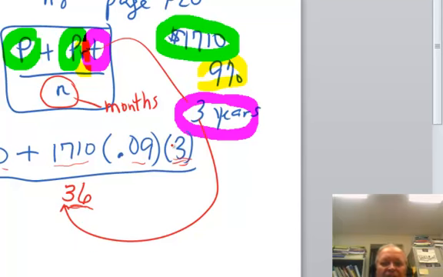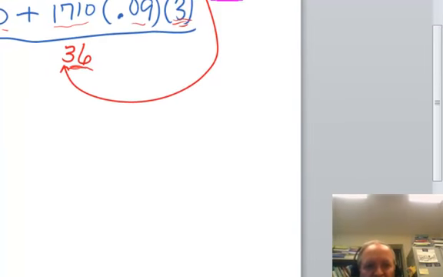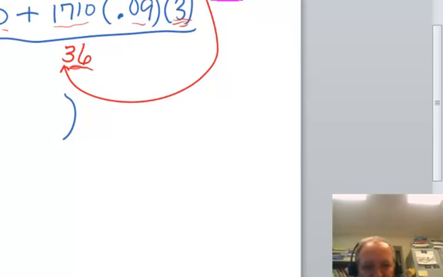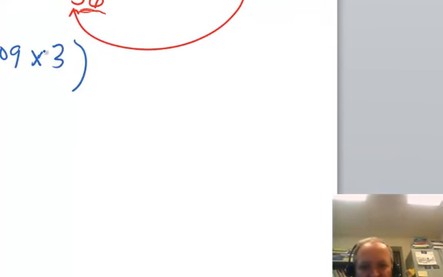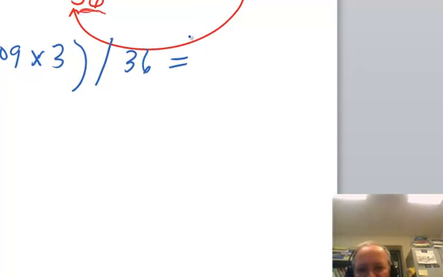Now, if you put this in your calculator, depending on what kind of calculator you're using, I'm going to roll this up for just a bit to let you see this. I've got everything on top in parentheses. So if I'm putting this in the calculator, I've got to put parentheses around this top half of the fraction so it doesn't do incorrect math. So it's going to be parenthesis 1710 plus 1710 times decimal 09 times 3, and then the other parenthesis. That's going to calculate everything in the numerator. That's a decimal 09, by the way. Then your divide symbol, then your 36, then the equal.